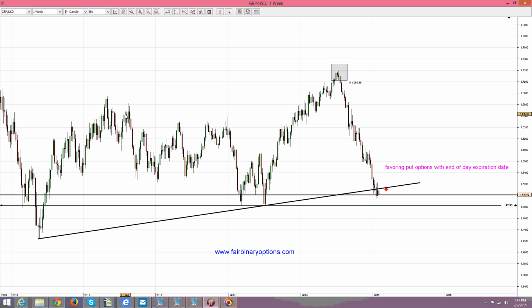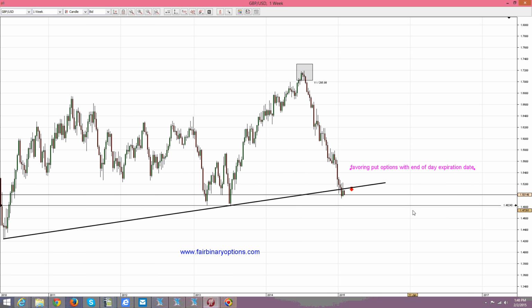As a new week started, the pair is already at the 1.50 level. I was pointing out last time that the trend line of a possible triangle being broken and retested shows nothing but more weakness to come, and I was favoring put options with end of day expiration date on that day, and they beautifully expired in the money. Now, what to look for next?